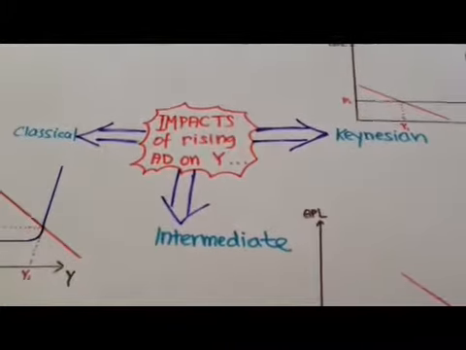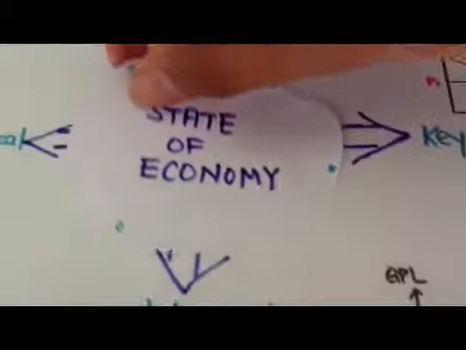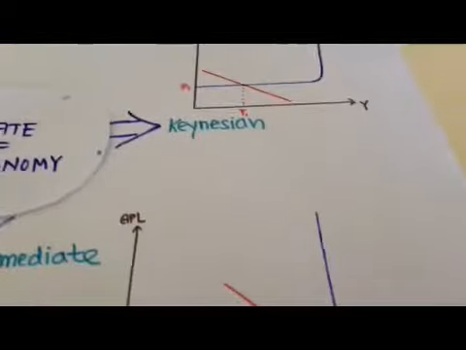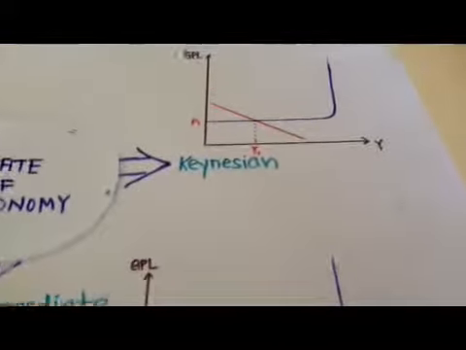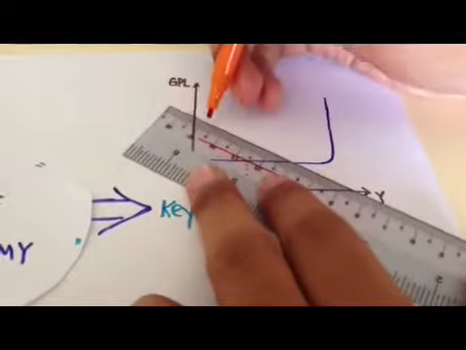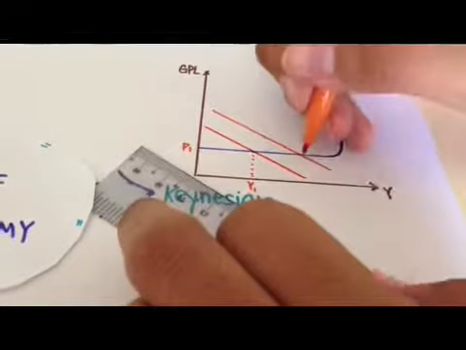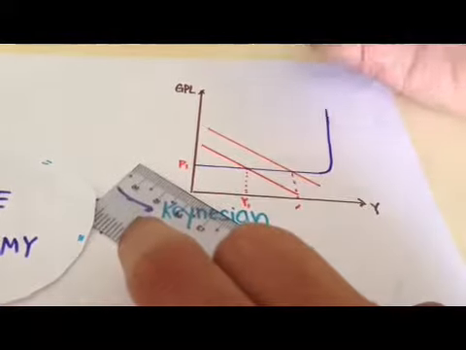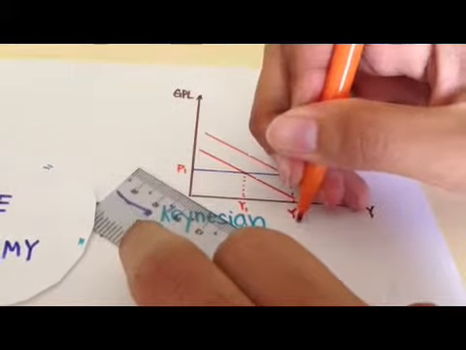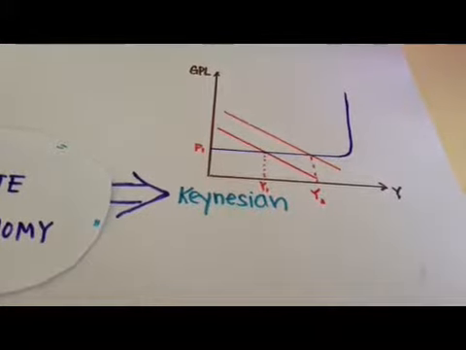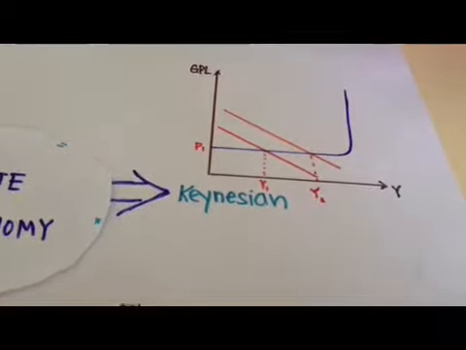Now I'm going to show you how the impacts of rising AD on Y is affected by the different state of the economy, which is Keynesian, intermediate, and classical. I'm going to show you how Keynesian impacts both the general price level and national income. As you can see here, price level doesn't change. However, national income rises to a large extent.